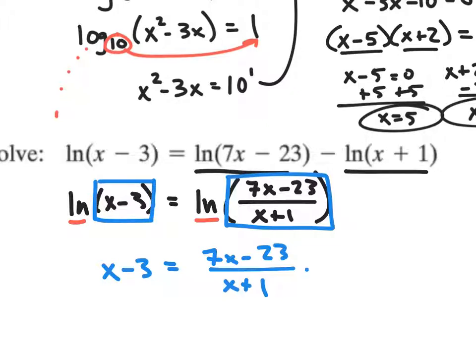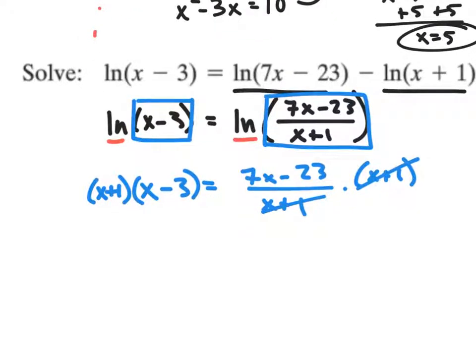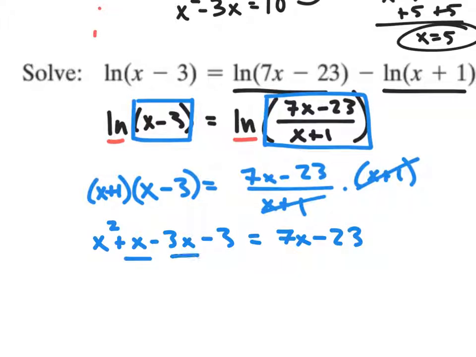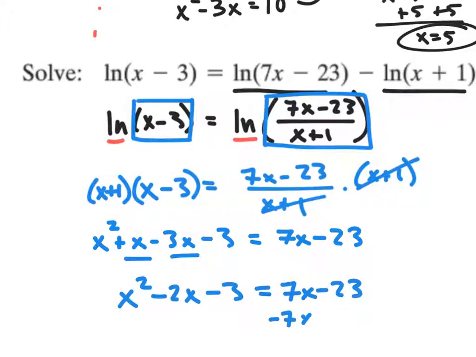So I'm going to multiply both sides by x plus 1. These are going to divide out. Let's multiply this guy out. That's going to give us x squared plus x minus 3x minus 3 is equal to 7x minus 23. Combine your like terms. X squared minus 2x minus 3 is equal to 7x minus 23. Now I'm going to subtract 7x from both sides, and add 23 to both sides.